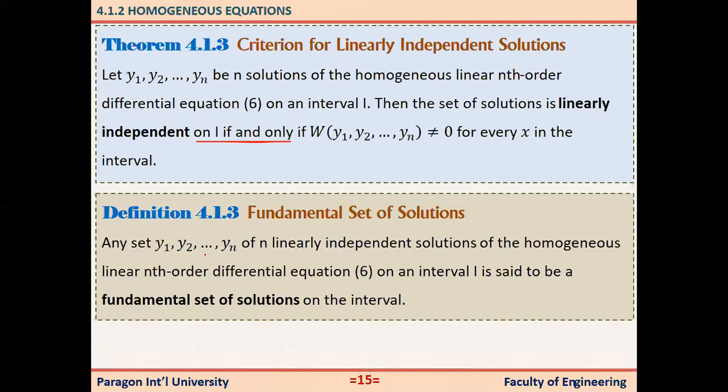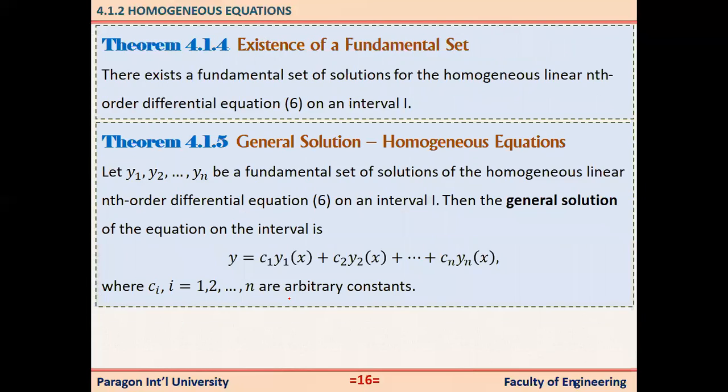So a linear combination of y sub 1, y sub 2, ..., y sub n produces all possible solutions of the differential equation, because we know that differential equation 6 may have infinitely many solutions. Now we will see them in an example.